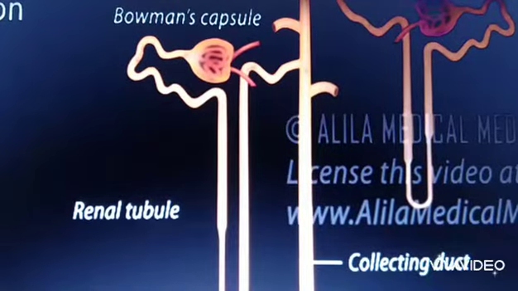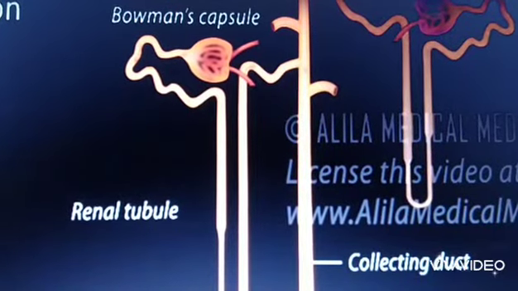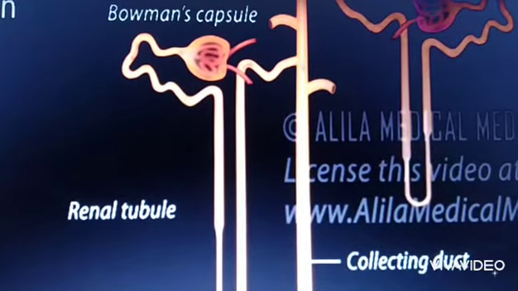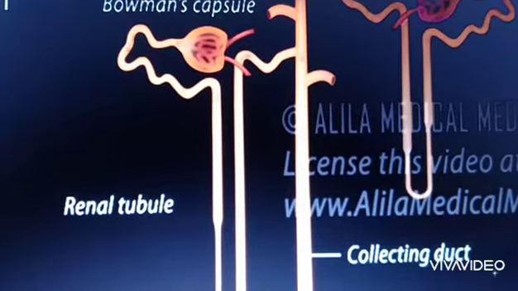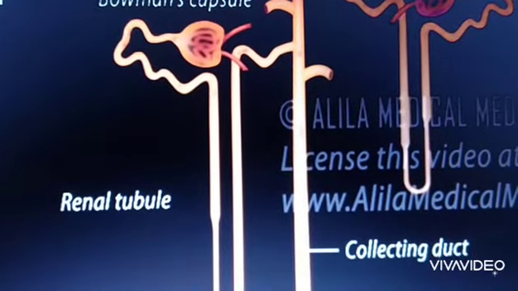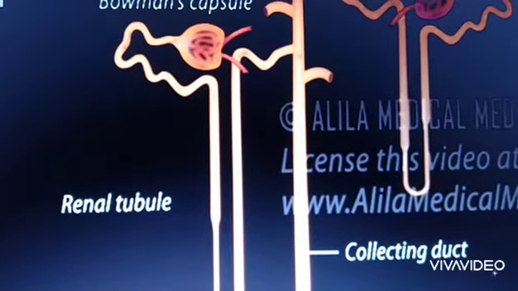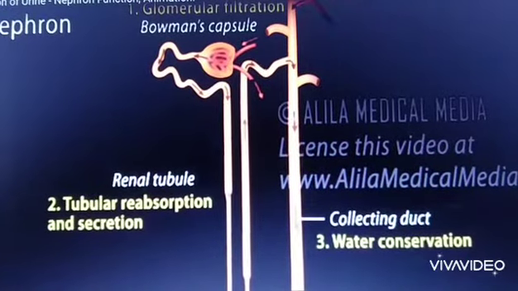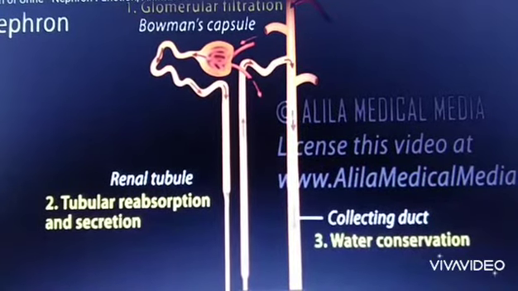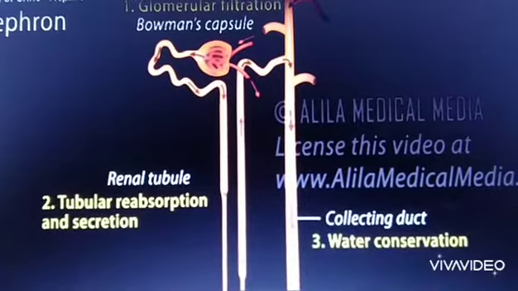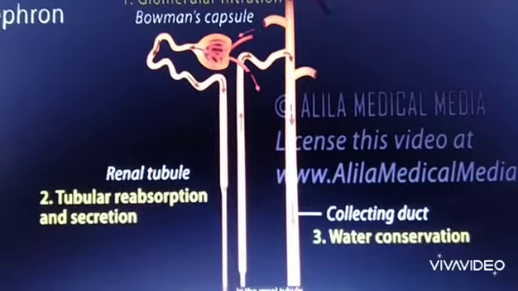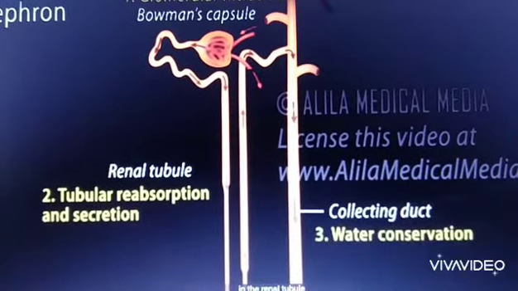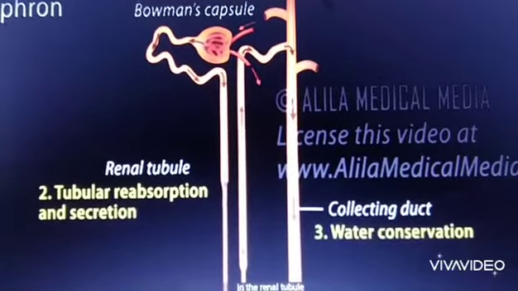You know that the nephron mainly contains three main things. The first one is the Bowman's capsule, where the filtration takes place, and it has a long tubule, that is the renal tubule, and it has a collecting duct for the collection of the urine. There are three important processes which occur in the formation of urine. The first one, glomerular filtration, occurs in the Bowman's capsule, and tubular reabsorption and secretion occur in the renal tubule, and then water conservation occurs in the collecting duct.